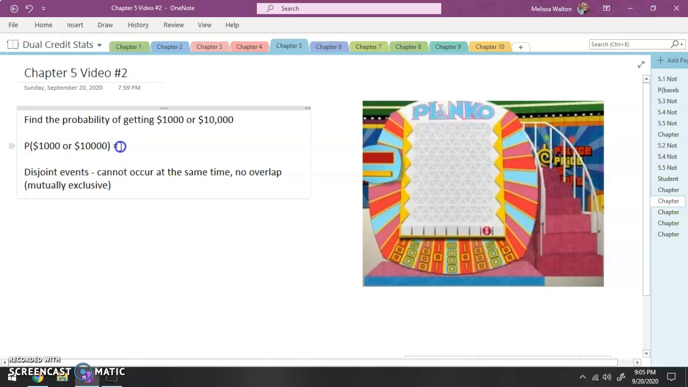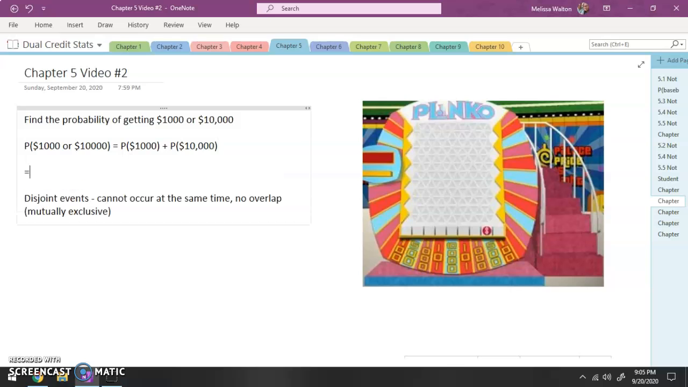So when calculating the probability of 1,000 or 10,000, since there is no overlap, this is going to be a really easy problem to solve. All we have to do is figure out, hey, what is the probability of getting $1,000, and add that to the probability of getting $10,000.